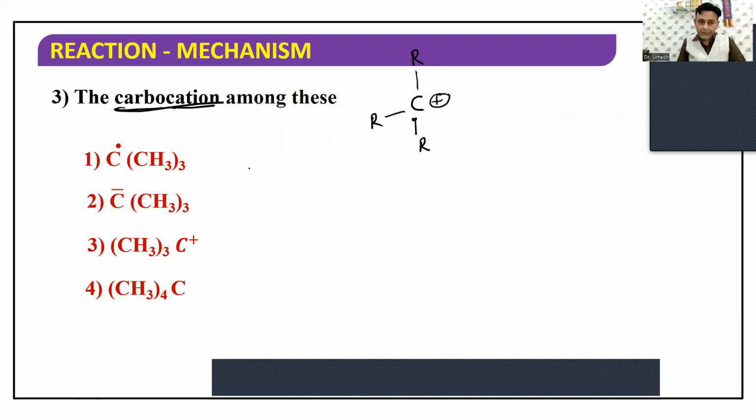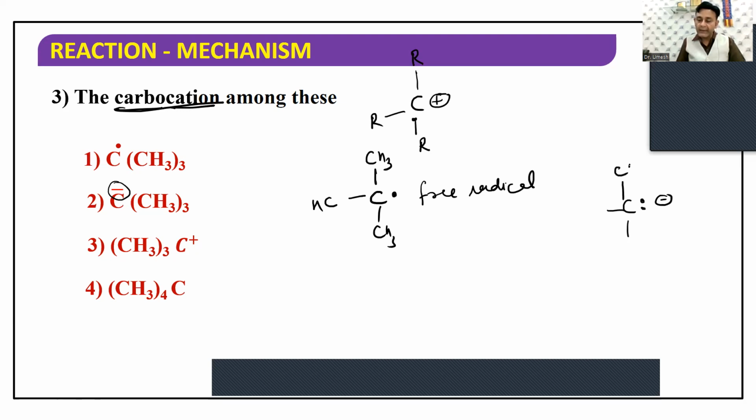If you see the first option here, this is the carbon, and I'm expanding the structure of this first option, so I can draw like this. And this is the 1 electron here. This is not a carbocation, rather it's a free radical because it has 1 free electron. And talking about the second option here, carbon with a negative charge is mentioned here. It means here the carbon is having 1 extra electron, negatively charged. I have drawn its expanded structure.